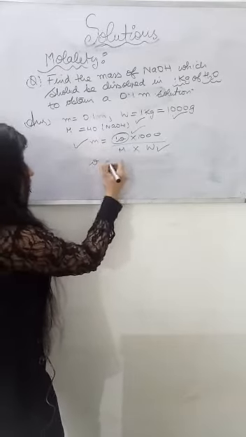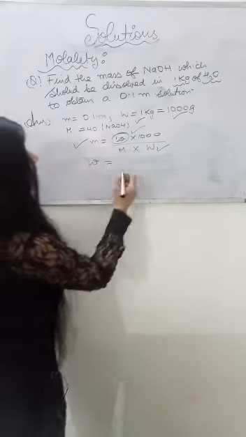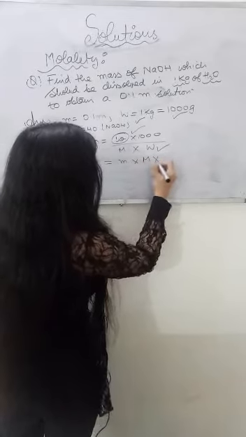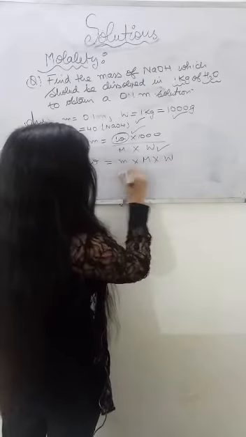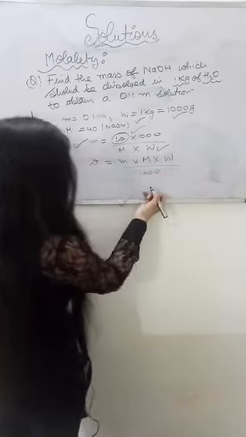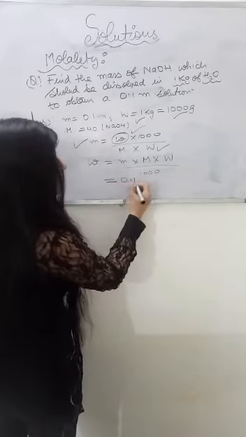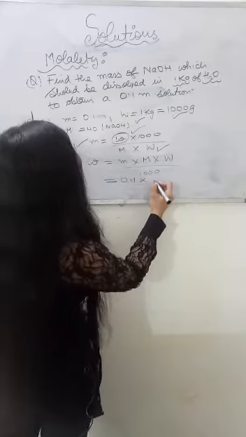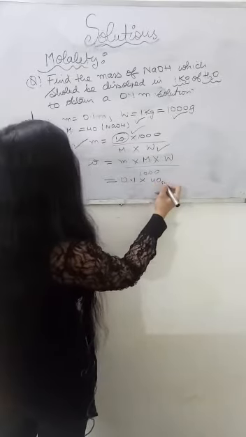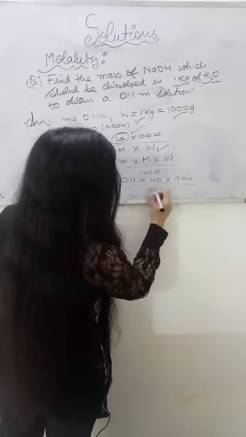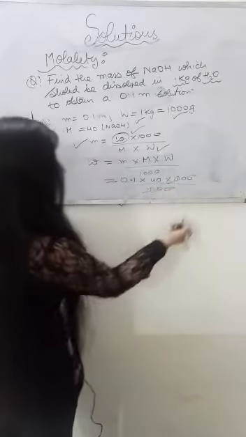So for the weight of the solute, if we are going to multiply, then molality into molecular weight into weight of solvent by 1000. Is it so? Yes. So 0.1 into what is molecular weight? 40 into 1000 by 1000, 1000 cuts.